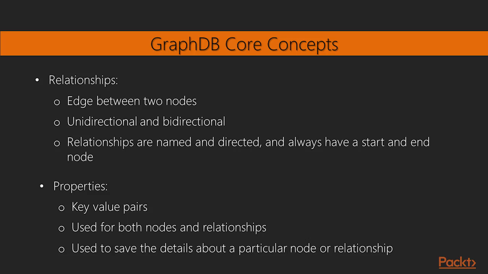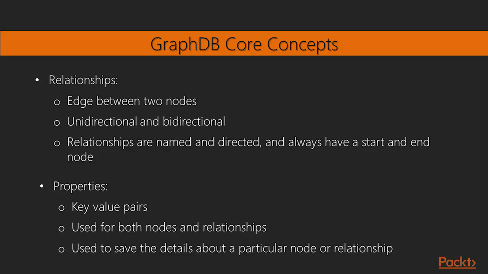Relationships. Relationships are the edge between 2 nodes. They can be unidirectional and bidirectional. They can also contain the property for which the relationship is being created. Relationships are named and directed and always have a start and end node. For example, there is a relationship of friend of between 2 friends. This shows the connection between different nodes. There is also a relation of has watched between each of the friends with the movie node.